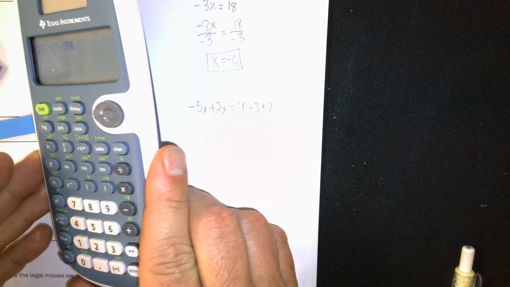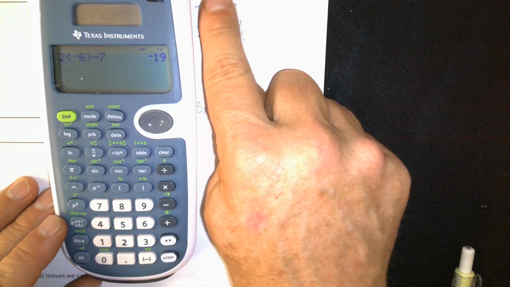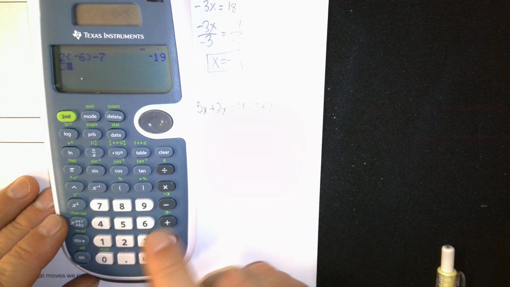Oops. I knocked all my tiles. Minus 7. We hit enter. We get negative 19. And then we can do the same thing here. So 3 plus 5 parenthesis negative 6, because that was our answer plugged in for x, plus 8, negative 19.